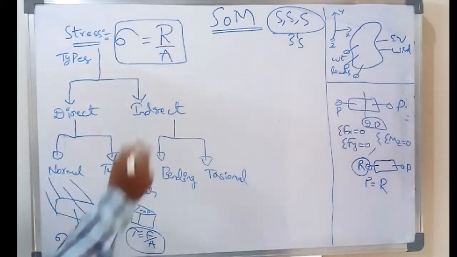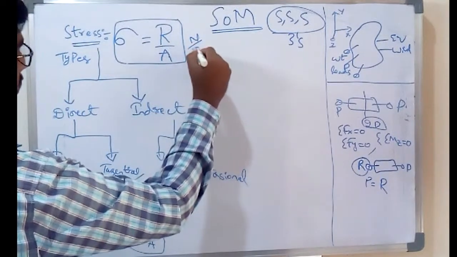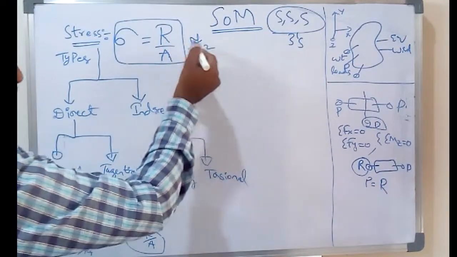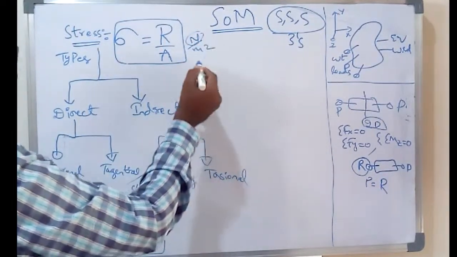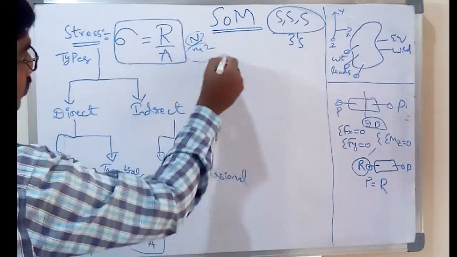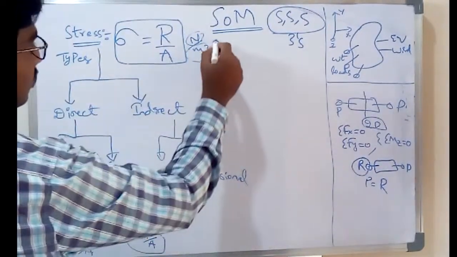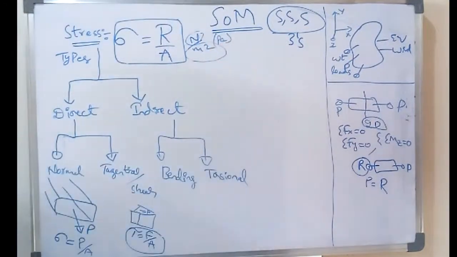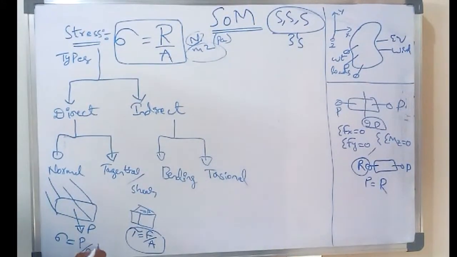And the units I forgot to mention are Newton per meter square. Force, the resisting force, has units of newtons, and area is meter into meter, so meter square. The unit of stress, this we term as Pascal. So here everything is in Pascals. Stress is nothing but units Pascals.